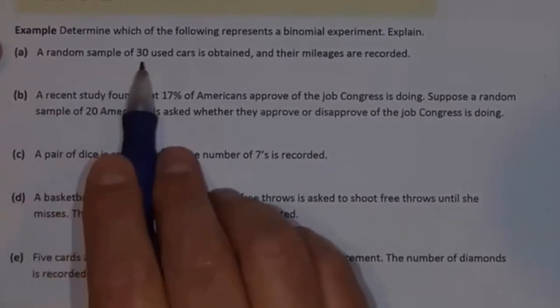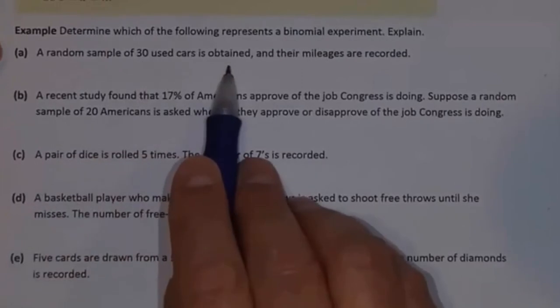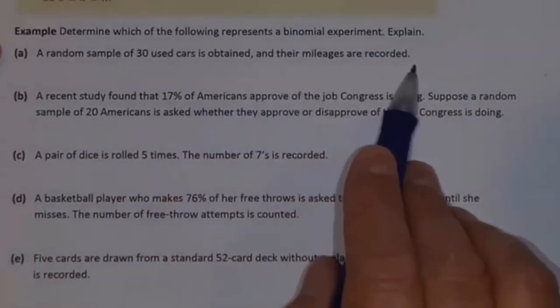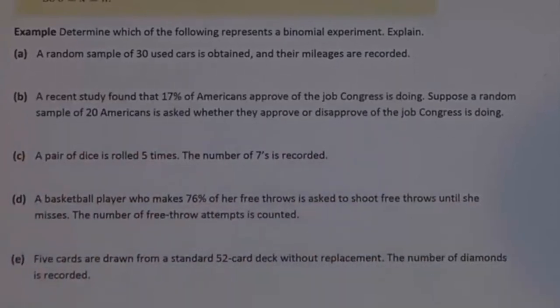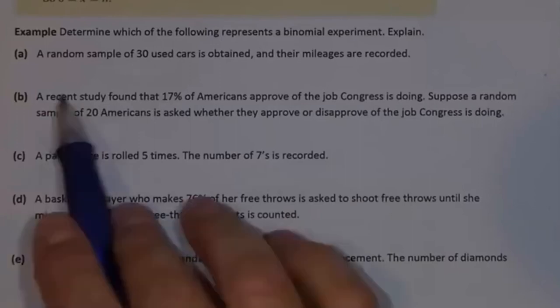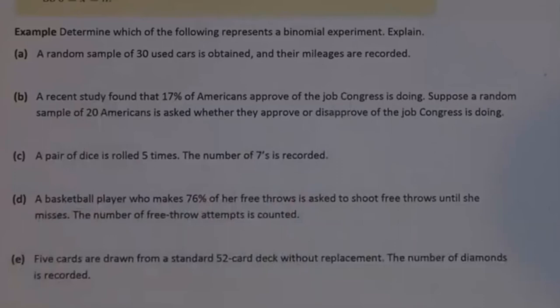A random sample of 30 used cars is obtained, and their mileages are recorded. Would this be a binomial experiment? I randomly select 30 used cars. I select the first used car and record its mileage, I select the second used car, I record its mileage, and so on. Would that be binomial? Well, if you think about binomial, there has to be 2 outcomes, success or failure. In this scenario, do we have 2 outcomes, success or failure?